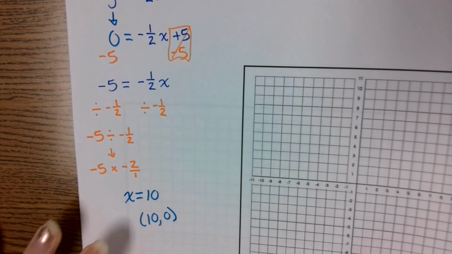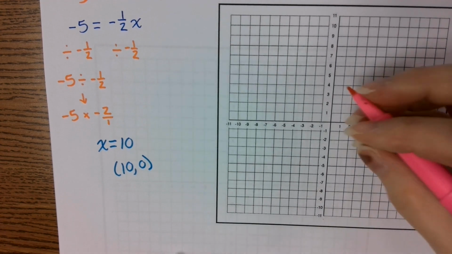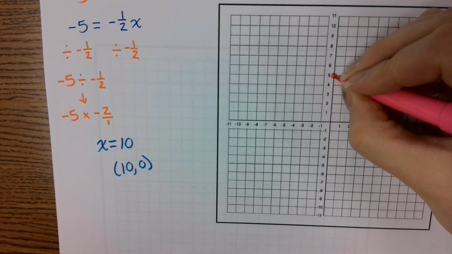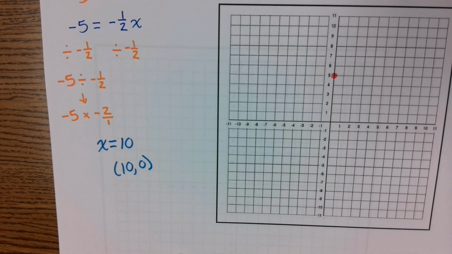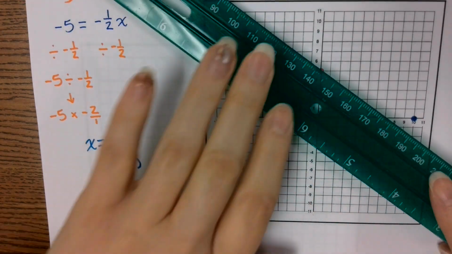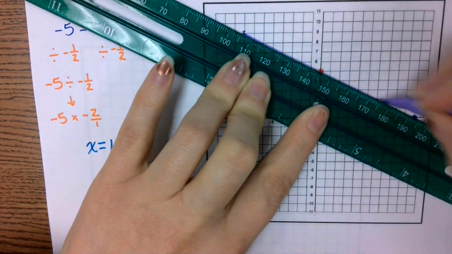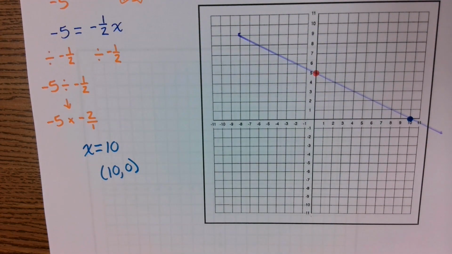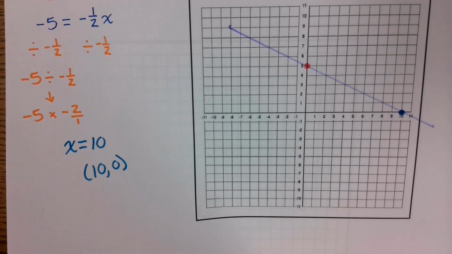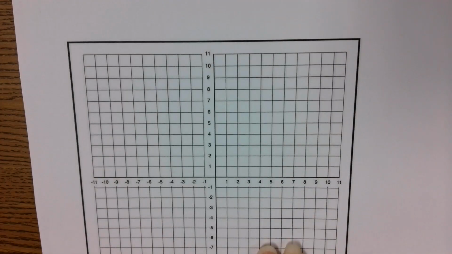So if you were to graph those, (0, 5) is graphed here. (10, 0) is graphed there. And then you would connect. Any questions? All right, let's go ahead and move on.